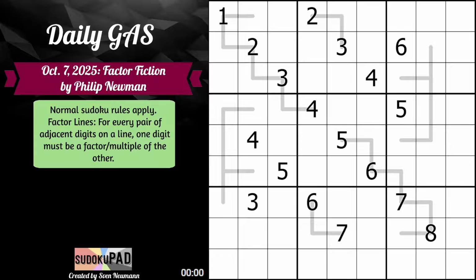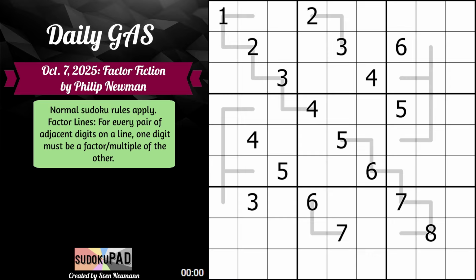Normal Sudoku rules apply. Factor lines. For every pair of adjacent digits on a line, one digit must be a factor slash multiple of the other. So what does that mean? Well, Philip actually gives us an example.